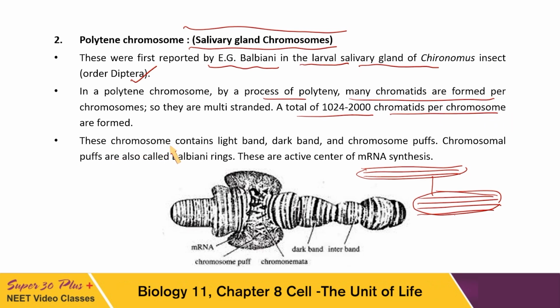These chromosomes contain light bands and dark bands, this one is the dark band, and in between two dark bands this is the light band. The chromosome puffs are also called Balbiani rings. These are active centers of messenger RNA synthesis. Is it clear? That was part 6, in which we have discussed microbodies. Then we have seen the detailed structure of the nucleus, then chromatin, different types of chromosomes, and then in the last we have seen some special chromosomes. Thank you.